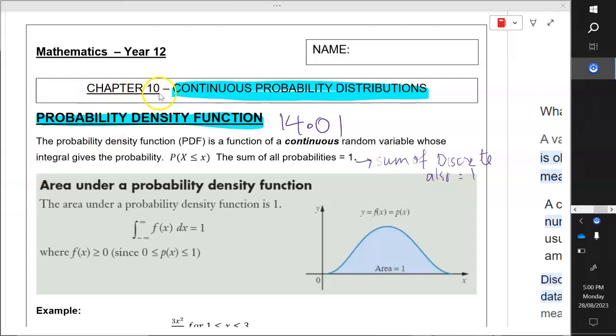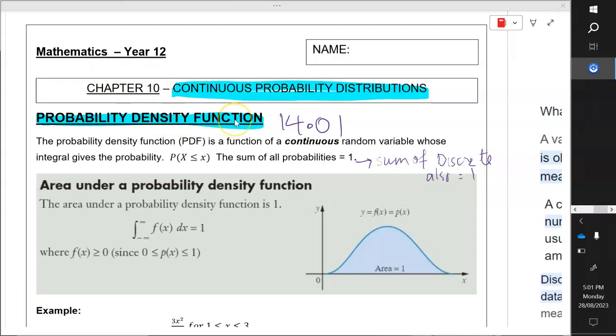Now, I'm not going to follow chapter 10 in the Cambridge textbook. I'm going to follow an old Margaret Grove Maths in Focus book, and it's chapter 14. So I've got those chapters sitting in the OneNote for you. I think it'll be a little bit easier and just a little bit better to follow that textbook. So we're looking at PDFs, probability density functions.